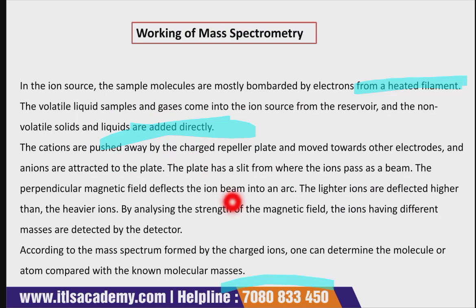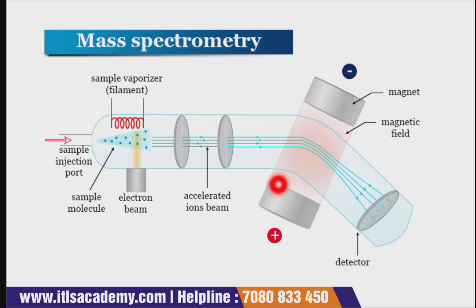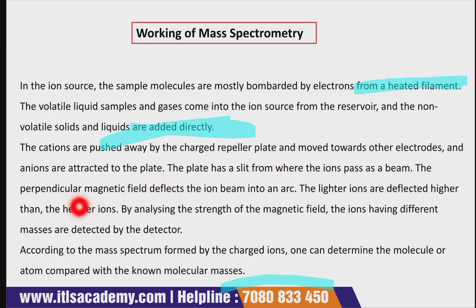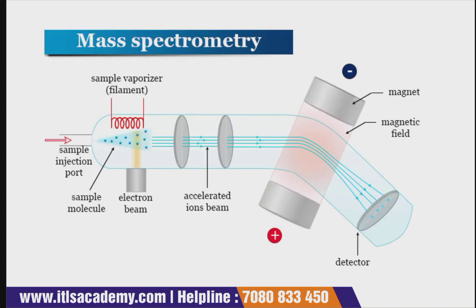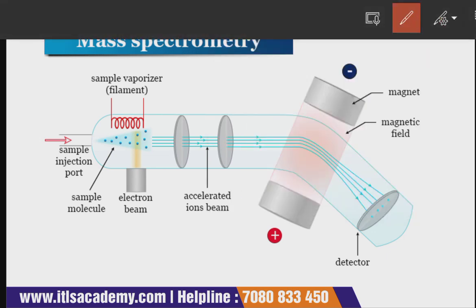I have already told you that the magnetic field is perpendicular. Since the magnetic field is perpendicular, the straight beam, as you can see now, ends up in the form of an arc, this line. The perpendicular magnetic field deflects the ion beam into an arc. As you can see, this ion beam is deflecting into an arc shape, in this portion. Can you see this portion? Because the magnetic field is perpendicular here, the ions are deflected, forming an arc.